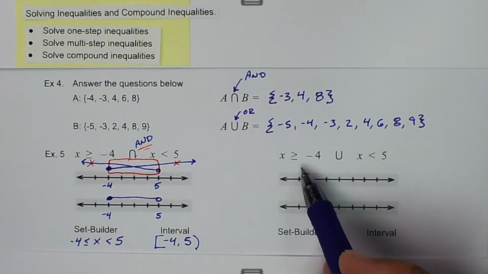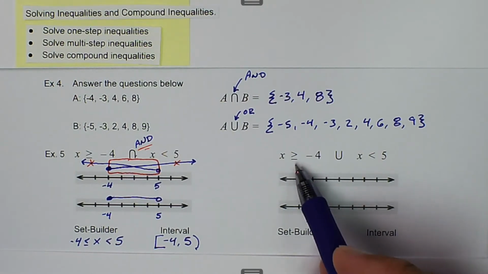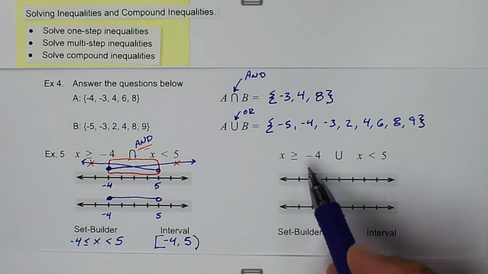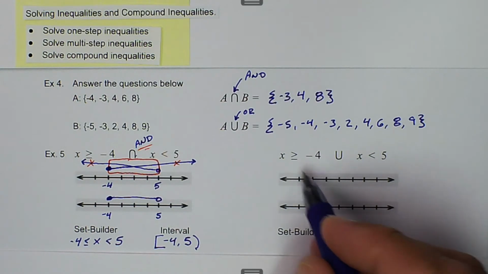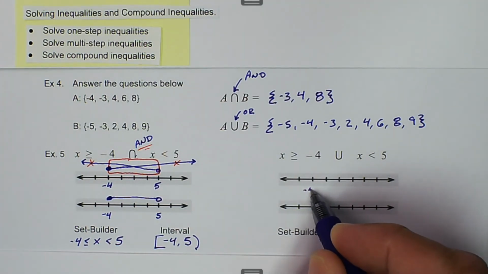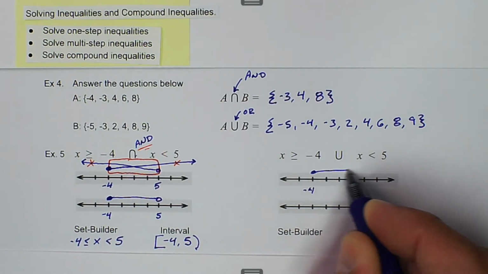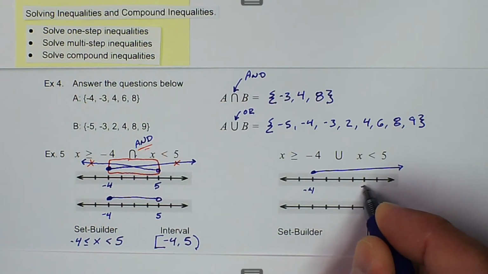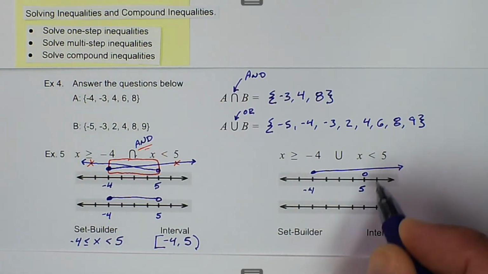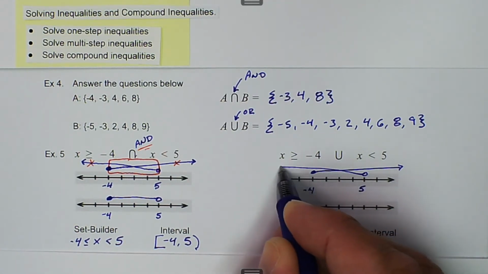Next example here, we have x is greater than or equal to -4. So we can go ahead and draw that on the number line. So we'll just say -4 here. And then x is less than 5. So here's 5. Less than means open dot. And we're going to draw the line going to the left.